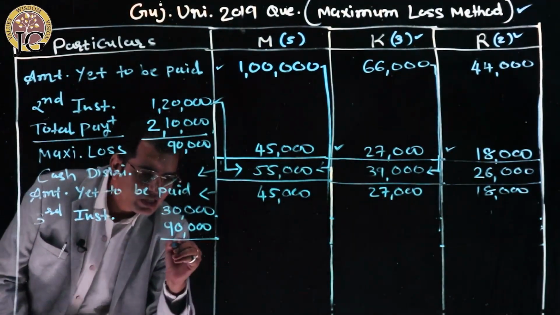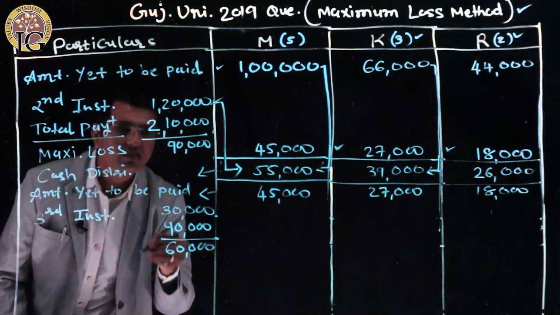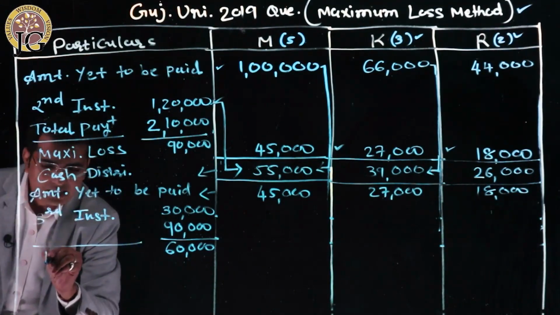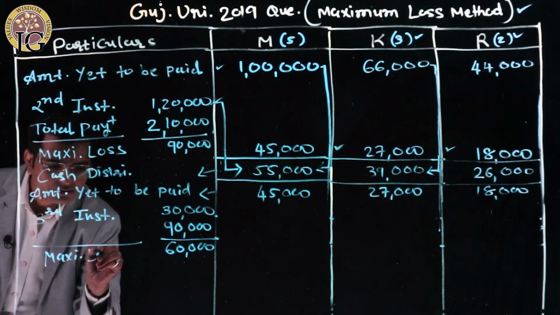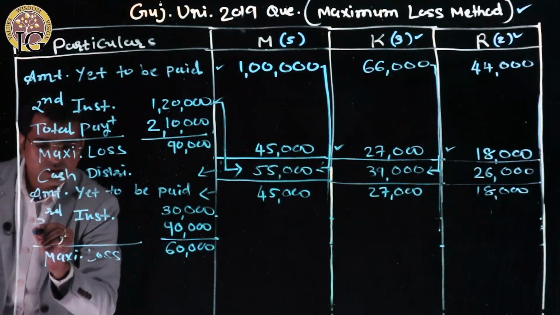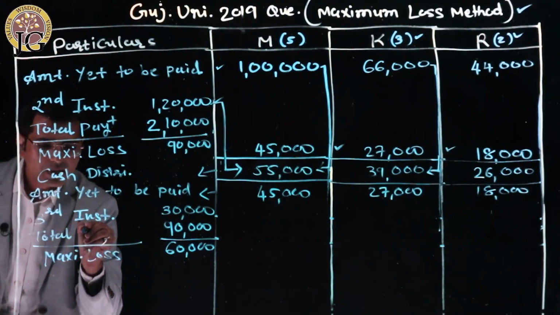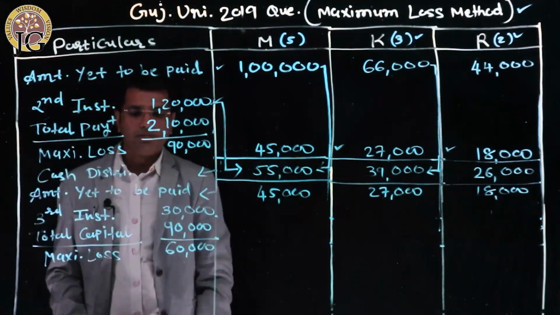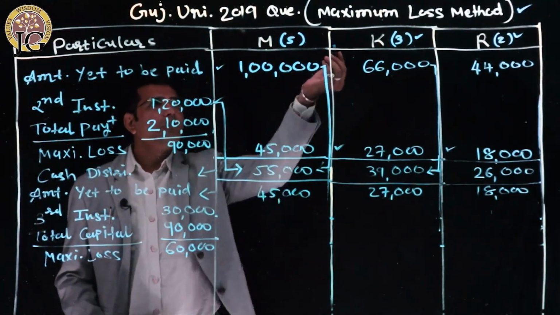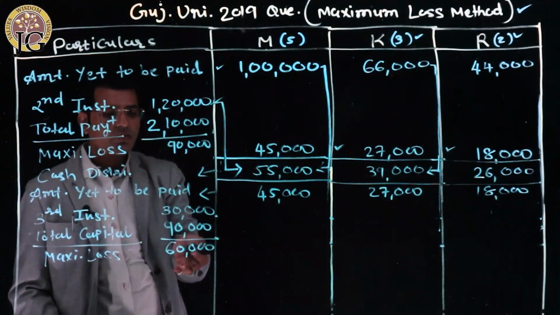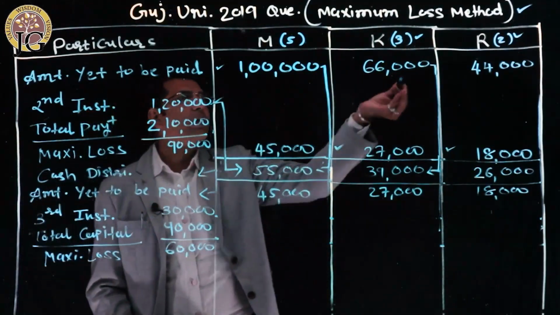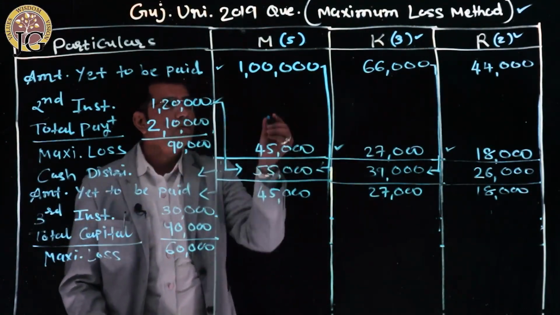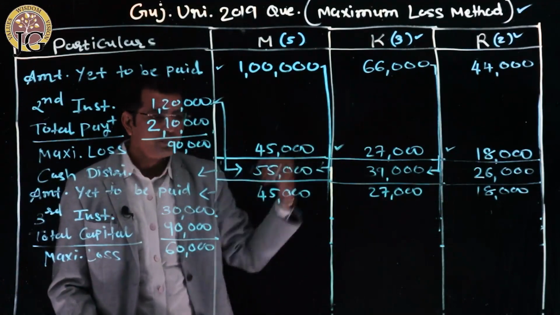That means we have 60,000 rupees less in our hand. That is known as maximum loss, right? This 90,000 is the total capital payment. Now we are distributing the maximum loss as per the maximum loss method. So this 60,000 is to be distributed to M, K, and R in the ratio of 5:3:2. So let's distribute this 60,000 in the ratio of 5:3:2.